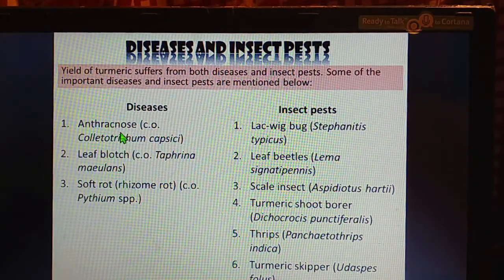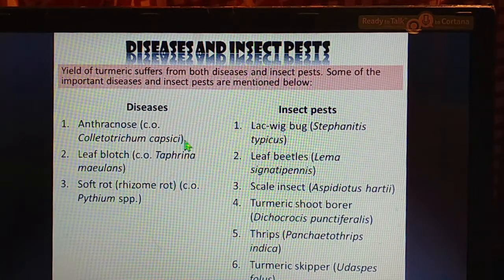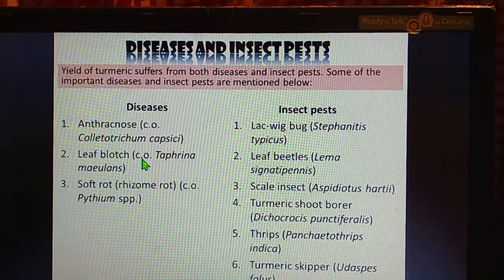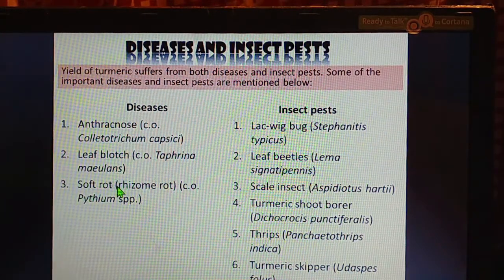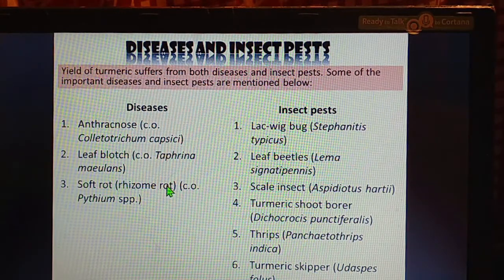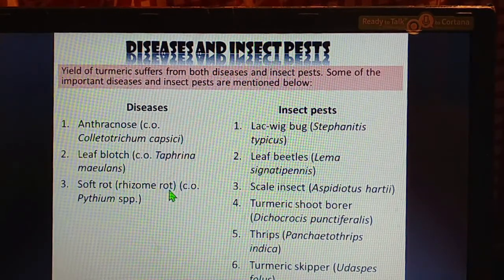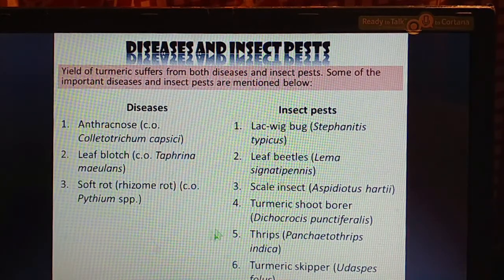Okay, for example here, anthracnose, which is caused by a fungus, Colletotrichum capsici. Leaf blotch caused by another fungus, Taphrina maculans. And soft rot, this soft rot usually affects the rhizome. Okay, and the causal organism here is Pythium species, which is also a fungus.